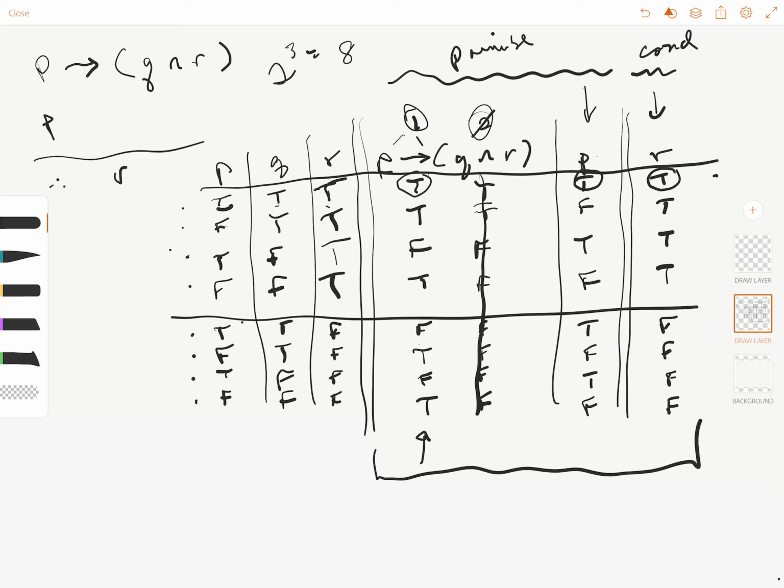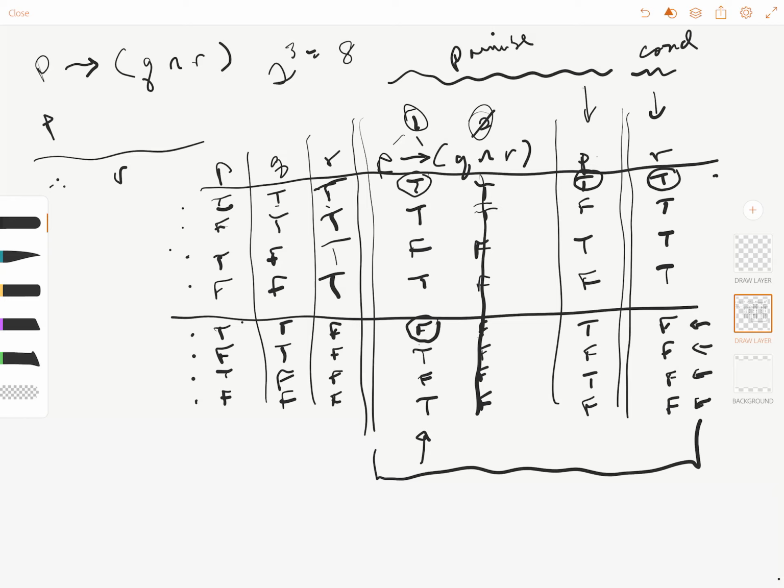Now, we could do this row by row. If you look at the first row, for instance, you will see that the first premise is true, the second premise is true, and the conclusion is true. Obviously, when the conclusion is true, it can't violate the definition of validity, which is, if the premises were true, the conclusion cannot be false. So it's more efficient to look at the places where we could have a violation, and that is the rows where we have a false conclusion. So look at those rows.